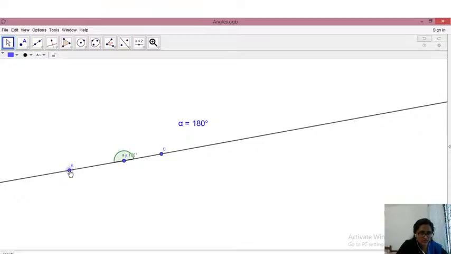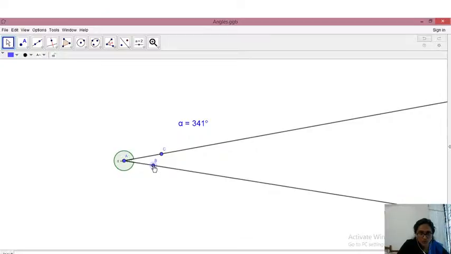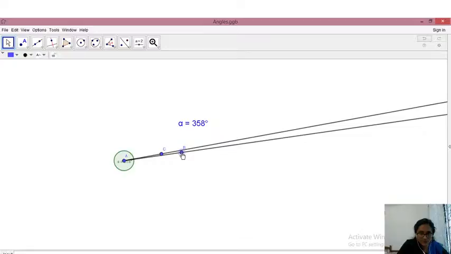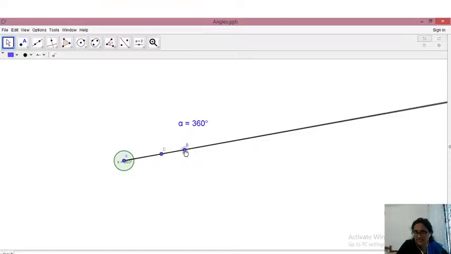What about 180? Yeah, 180. So now you can see that they are perfectly in a line. So this angle is a straight angle. Now it is greater than 180 and less than 360 degree. So it is a reflex angle. And now what is happening? It is again a reflex angle, and now it is a complete angle. So it is 360 degree. I hope you understood all this.